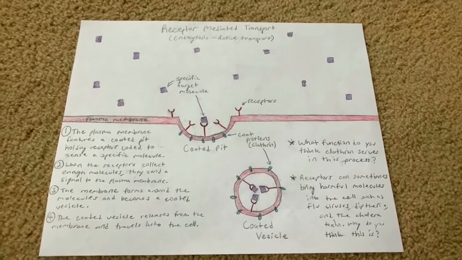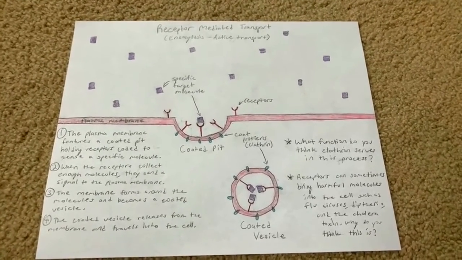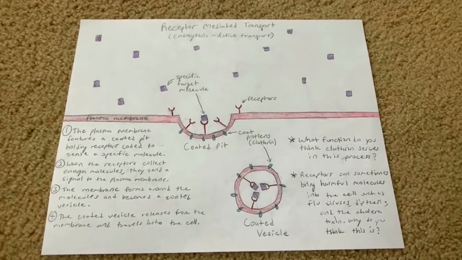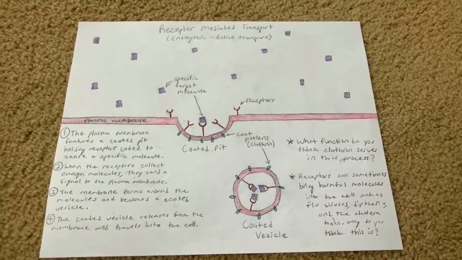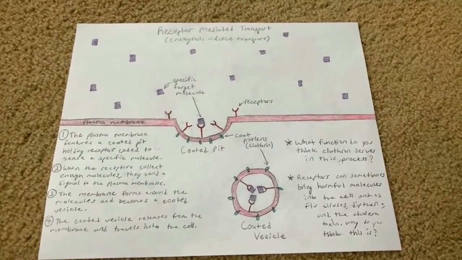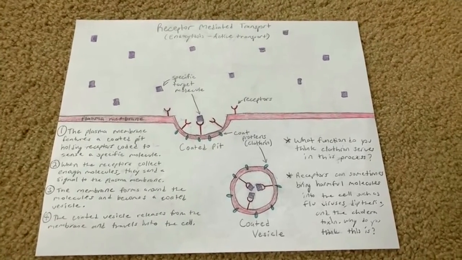Hi, my name is Kaylin Baggett, and today I'm going to be reviewing receptor-mediated transport. This process is a form of endocytosis, meaning it is active transport and does require energy. The structures involved in this process are the plasma membrane, a coated vesicle, a coated pit, receptors, coat proteins known as clathrin, and a specific target molecule.